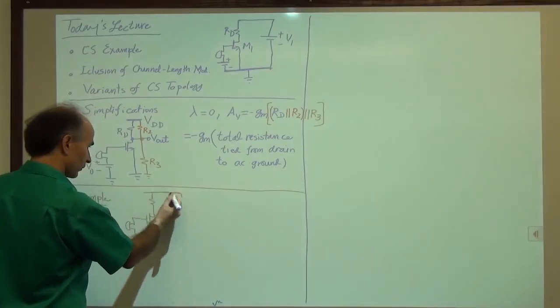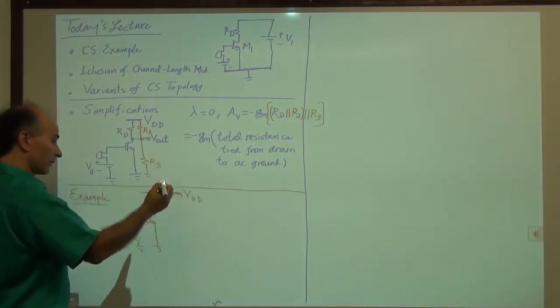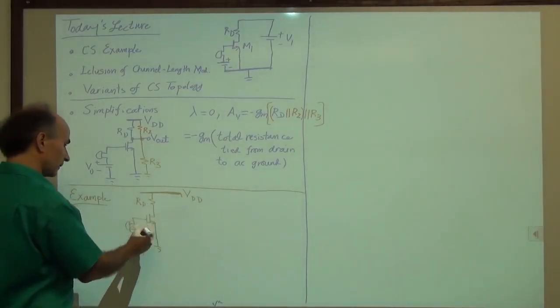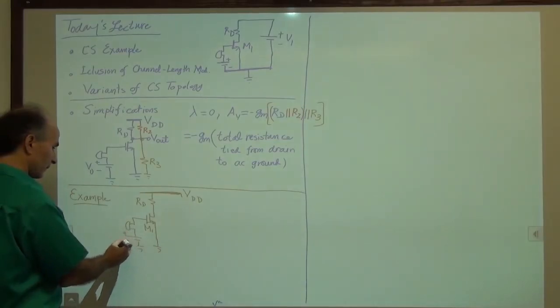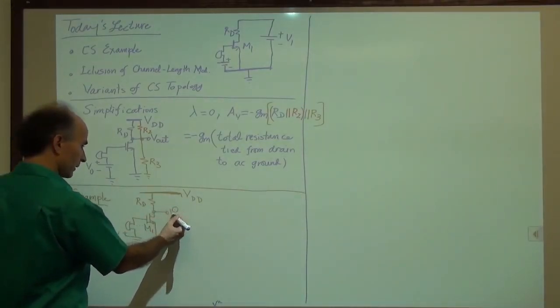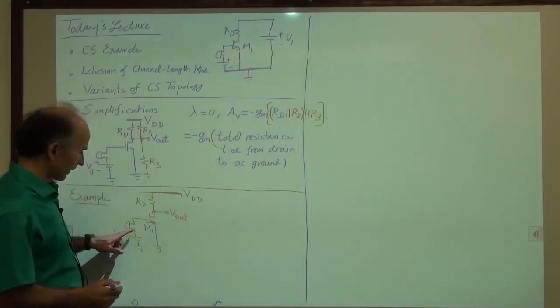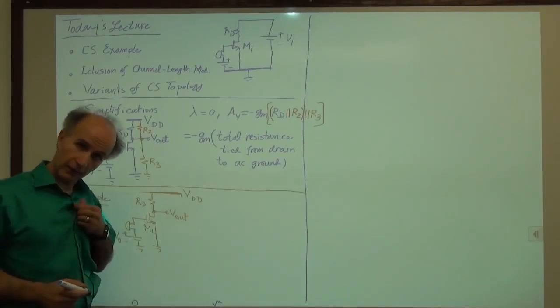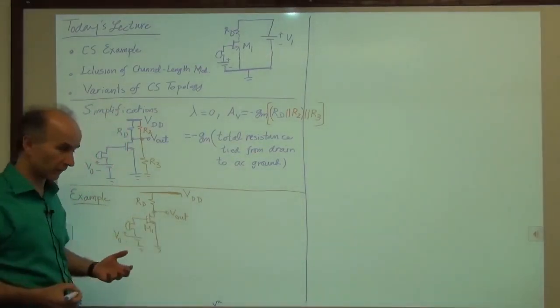And then I don't bother drawing VDD, the supply battery, and I have RD here. We call this M1, transistor M1, and this voltage is V0. The output is taken from here, and the input signal is applied from here to here. That's the microphone signal, for example. And we would like to find the various parameters of the circuit.